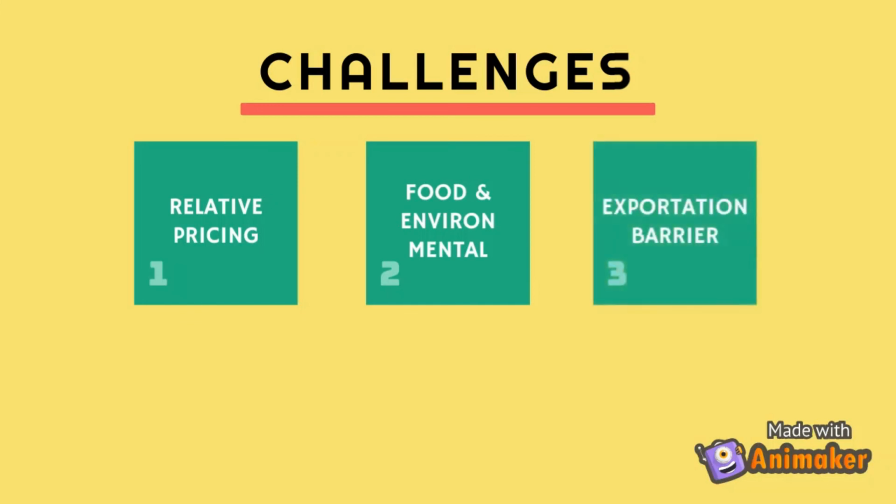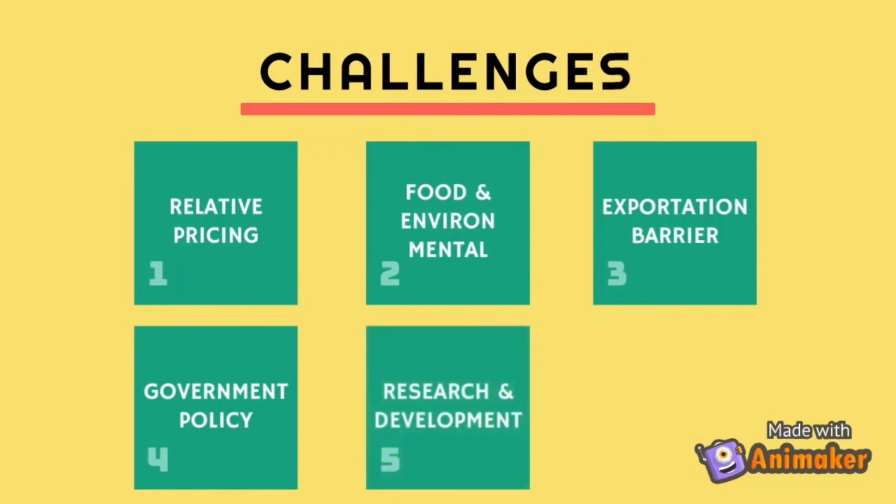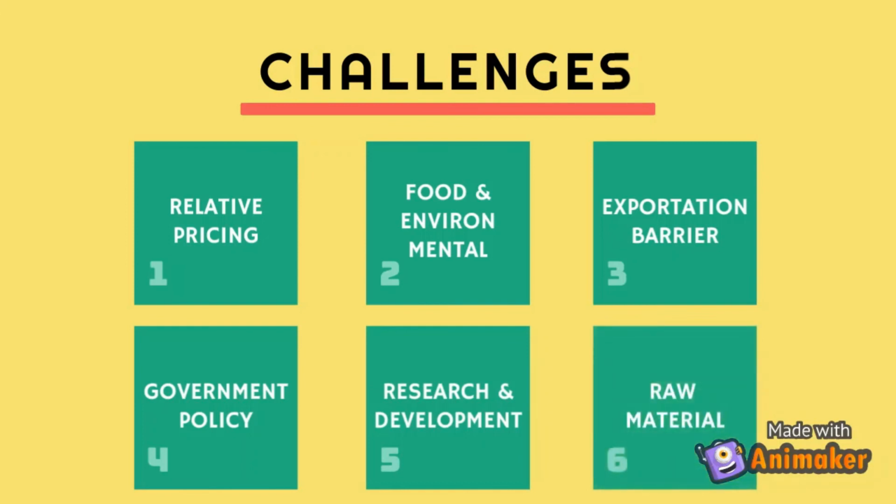Third, exportation barrier. There are countries that still have complete freedom to impose certain restrictions and non-tariff trade barriers on imported goods. Fourth, government policy. It is difficult for the Malaysian government to further advance the biodiesel industry without cooperation from the private sector. Fifth, research and development. Malaysia has limited arable land and is constantly being attacked by environmentalists to cut the vast tracts of rainforest. Lastly, raw material. Over-reliance on palm oil for larger-scale biodiesel production will certainly drive up the price of crude palm oil, thus making production economically unviable.